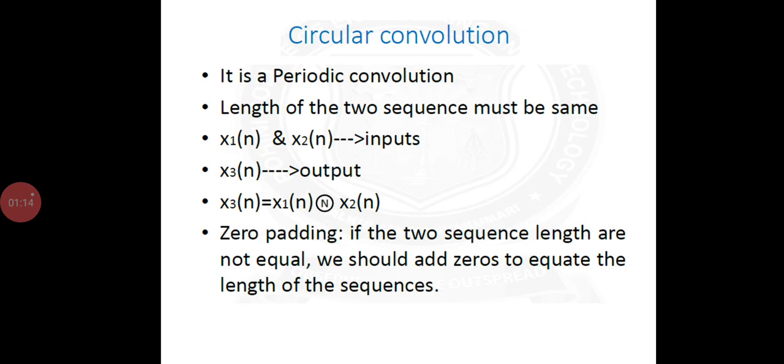Now we can see circular convolution. This is nothing but periodic convolution, and the lengths of the two sequences must be the same while performing it. Let the two input sequences be x1 of n and x2 of n and the output be x3 of n. Mathematically, x3 of n equals x1 of n convolution x2 of n. Here we pad zeros, that is zero padding: if the two sequence lengths are not equal, we should add zeros to equalize the lengths.